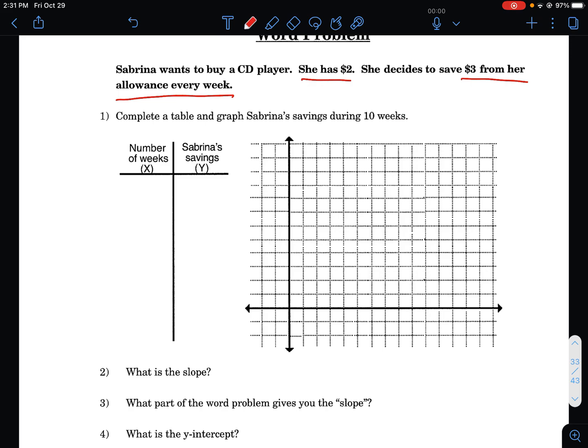So the x number we're going to start with is 0, not 1, but 0. At the very beginning, how much does she have? Does she have $0? No, she has $2 at the very beginning. And it says she decides to save $3 every week, so $3 from her allowance every week. So after 1 week, she should have 5 because she saves $3 more. And after 2 weeks, she saves $3 more, so she should have 8. 3 weeks, she should have 11. 4 weeks, she should have 13. 5 weeks, she should have 16.